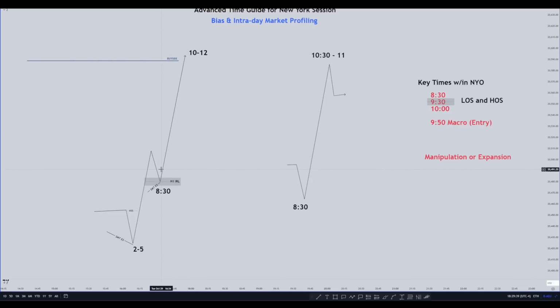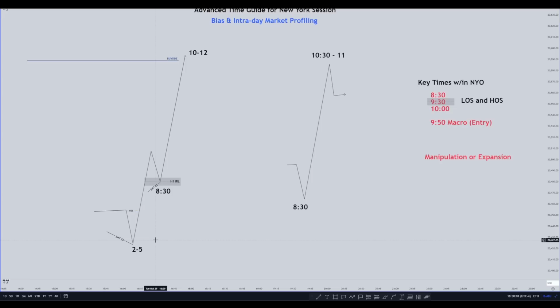So that means if we see 8:30 manipulate, we already have a good understanding of where the draw on liquidity is. We already saw London form the low of the day. I can, in theory, right before 9:30, get in. I can enter long, market in long, off of a fair value gap, for example. And I'm going to hold it until after 10 o'clock, when I know that the new high of the current day is going to form, right?